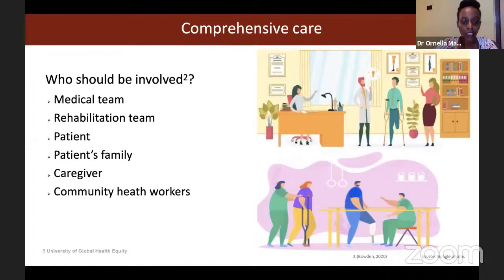So let me come again on the comprehensive care. Comprehensive care, as I said, means the patient is involved in the whole treatment process. Not only the medical team and the rehabilitation team, but at all stages, we should involve the patient and his family and also the person who is taking care of that patient. And if we have community health workers, these are good health workers that can follow up with that person in the community, see how he is doing, and act as a link between the patient in the community and the health system, the health center and the hospital. Next slide, please.